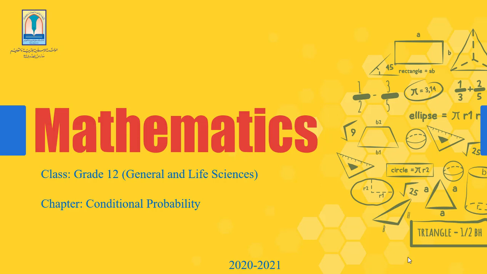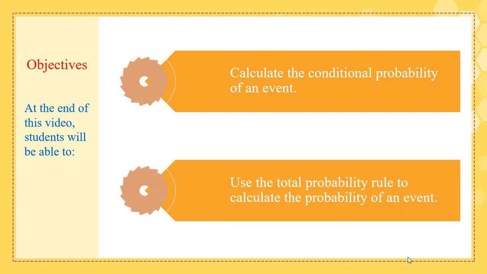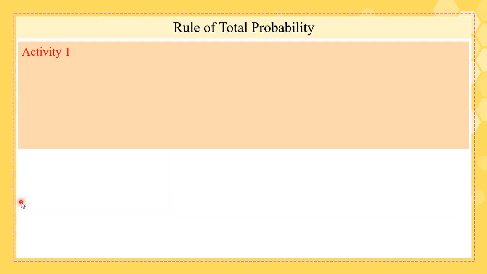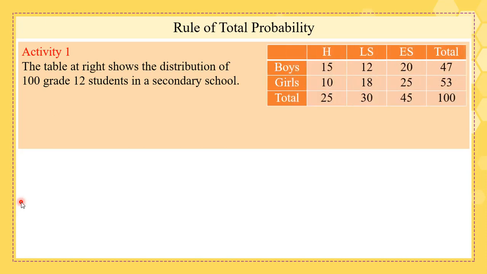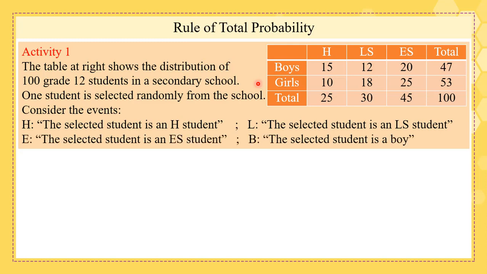Today we will continue talking about conditional probability. Let's begin. Let's see this activity. We have this table: boys, girls, humanities, LS, ES. One student is selected randomly from the school. We have the events H, L, E, and B. We saw this table before.